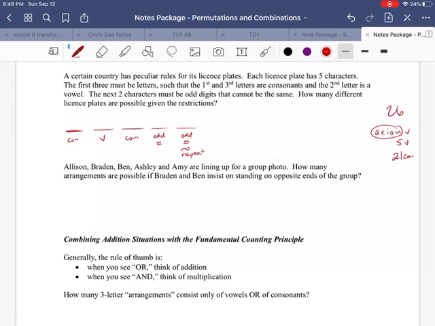So let's fill this in. 21 consonants, 5 vowels, 21 consonants again, odd numbers, so 1, 3, 5, 7, 9, so there's 5 options. We can't repeat them for the last one, so one of them is removed, so only 4, and if you multiply those, it's 44,100.